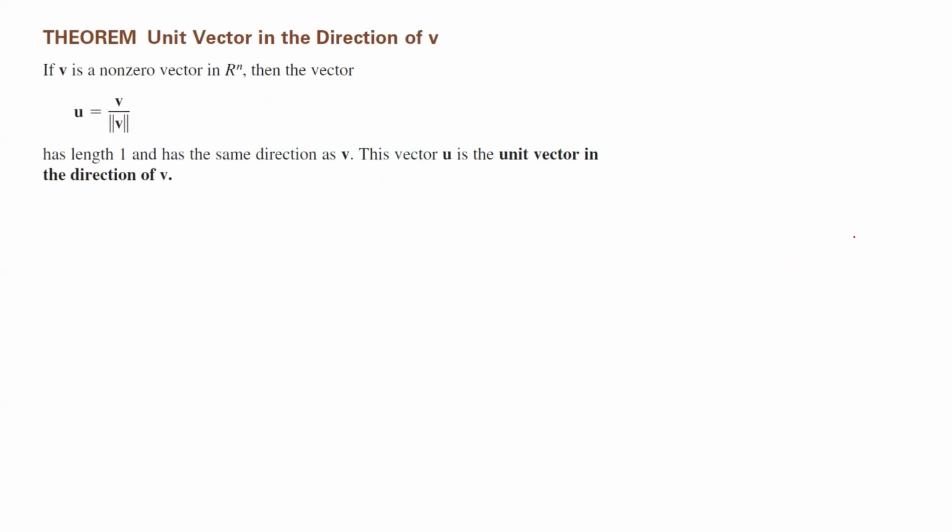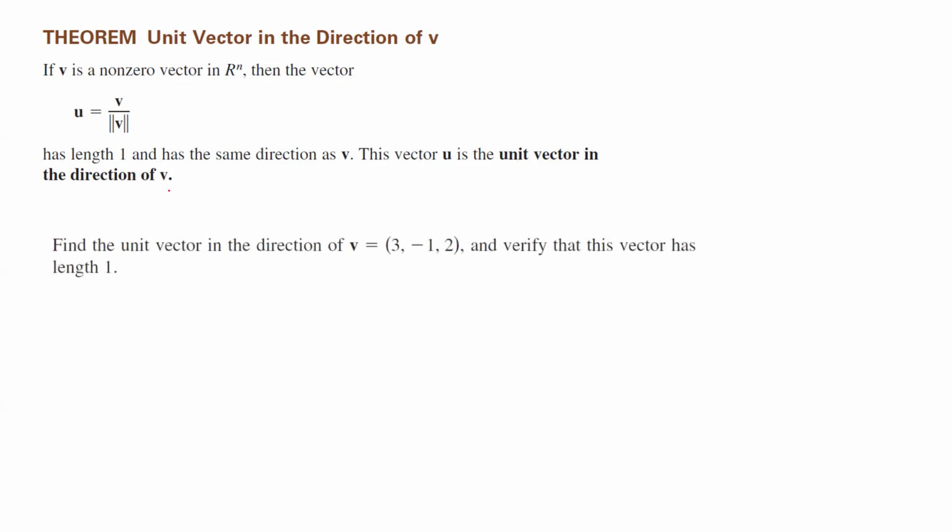So as I mentioned before, if you have a vector which is not a unit vector and it is non-zero, you can definitely make it into a unit vector. You can scale it all the time. u can be written as v divided by the magnitude of v. This vector u is the unit vector in the direction of vector v.